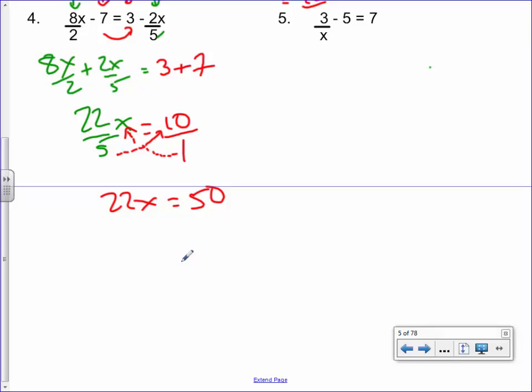One last step. There you go. Yeah, you're way ahead of me then. To get rid of that 22, just divide both sides by 22. Honestly, leave it as a fraction. We can reduce it, but you can do that though. So it's 25 over 11.